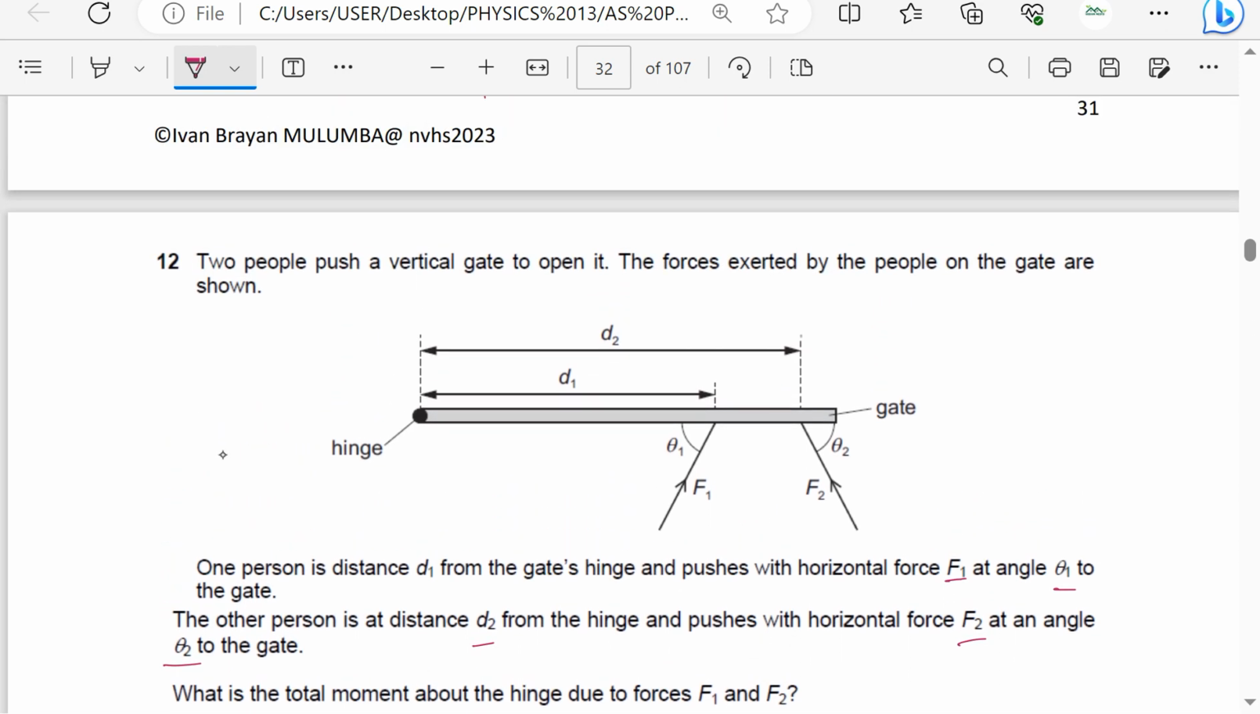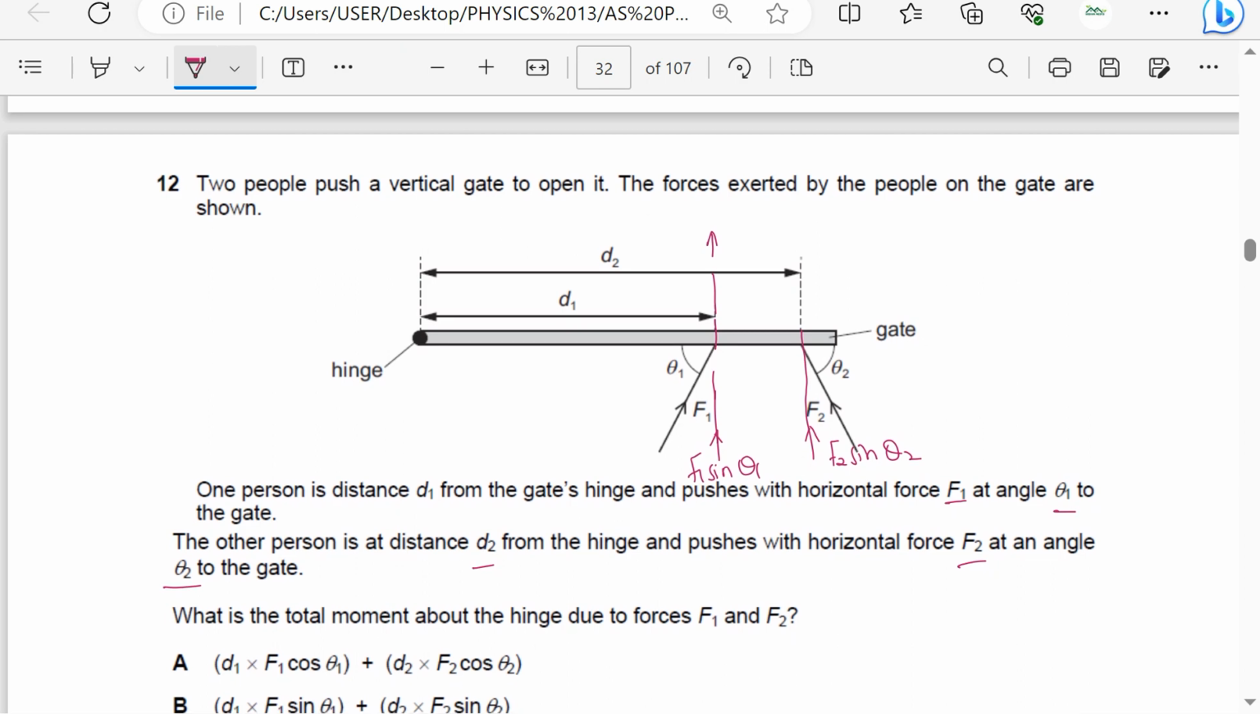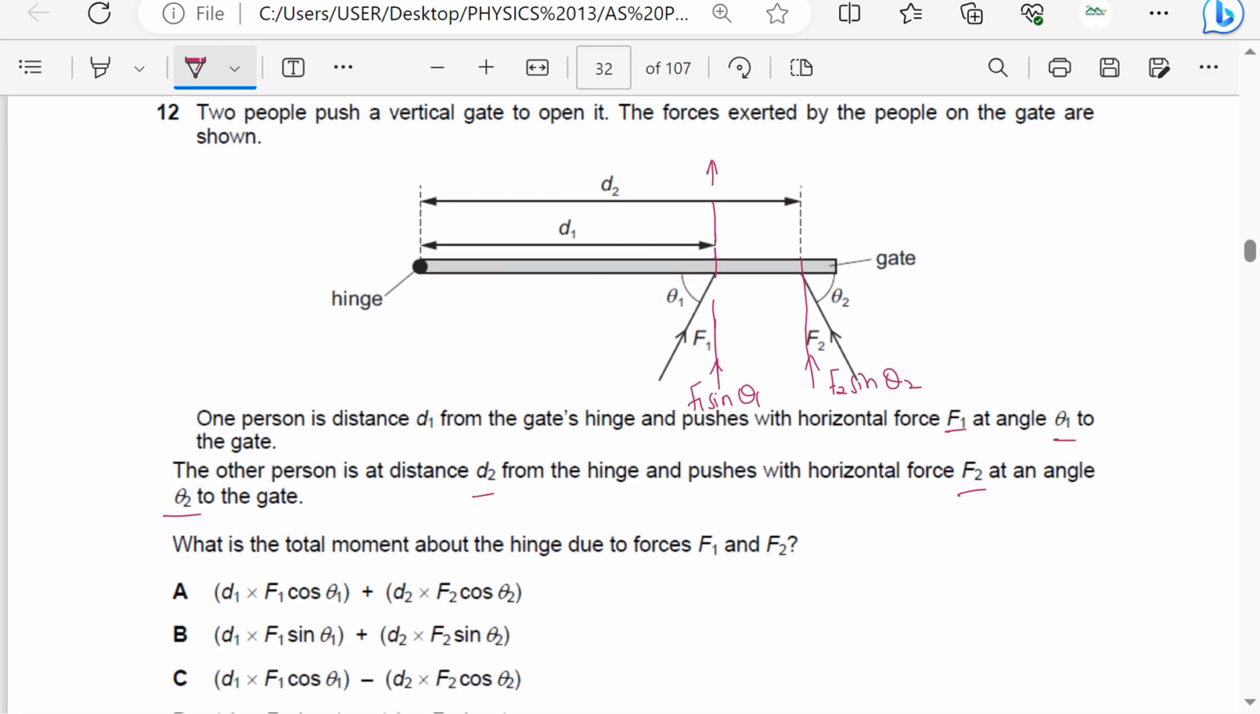We want total moment. So I'll resolve this vertically upwards. Of course, F1 vertically upwards using this angle here, which is theta, will be F1 sine of theta 1. And this one here vertically upwards will be F2 sine of theta 2. So we want total moment. I just resolved them perpendicular so that I get the distances d1 and d2. These two are going to cause moments in the same direction.